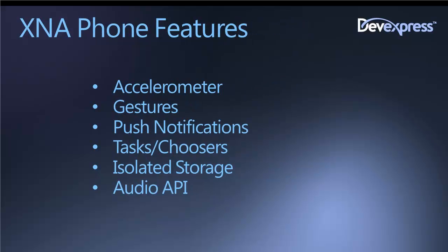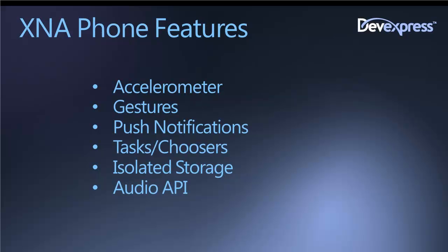I want to talk a little bit about some of the specific features of the Windows Phone. These are items that, for the most part, don't exist on the other platforms, with the exception of the audio API. So first up, of course, is the accelerometer.